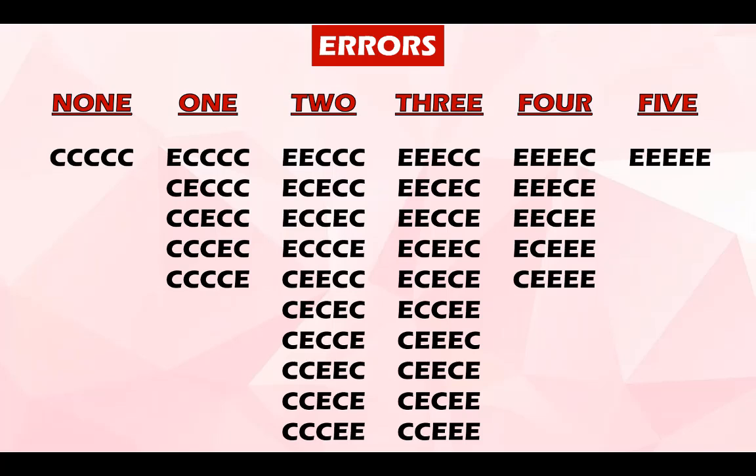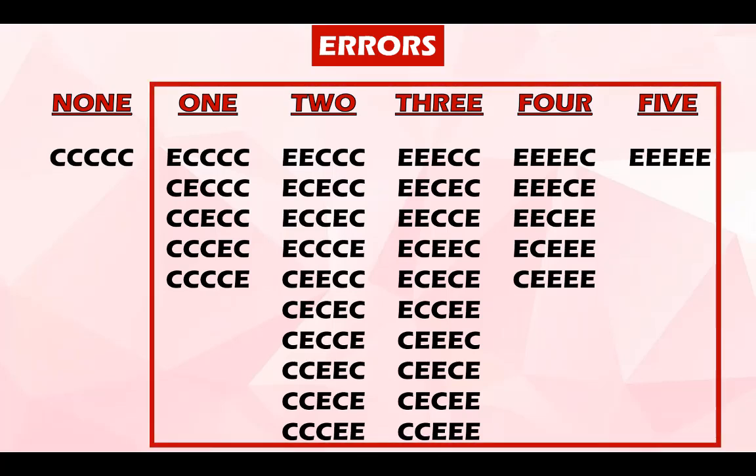So what does at least 1 error mean? At least 1 error means 1, 2, 3, 4, or 5 errors. So all of these different arrangements are the ways in which we could see at least 1 error.